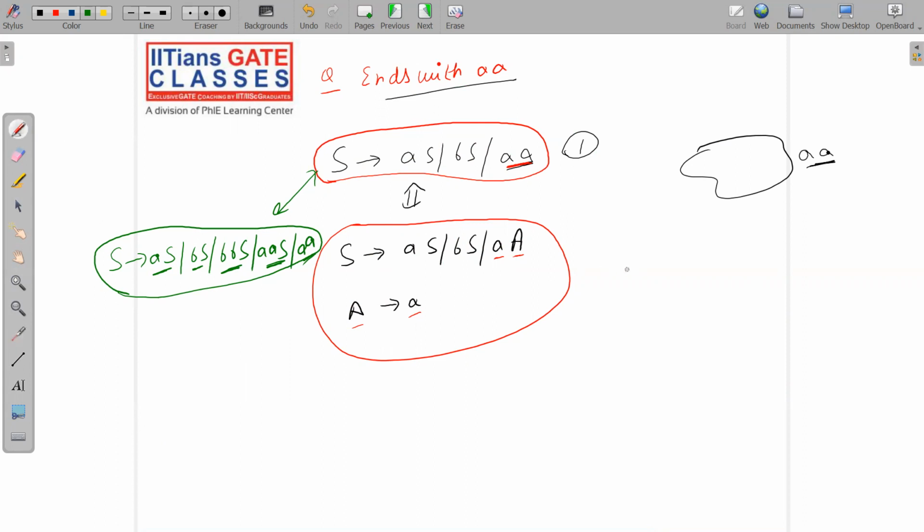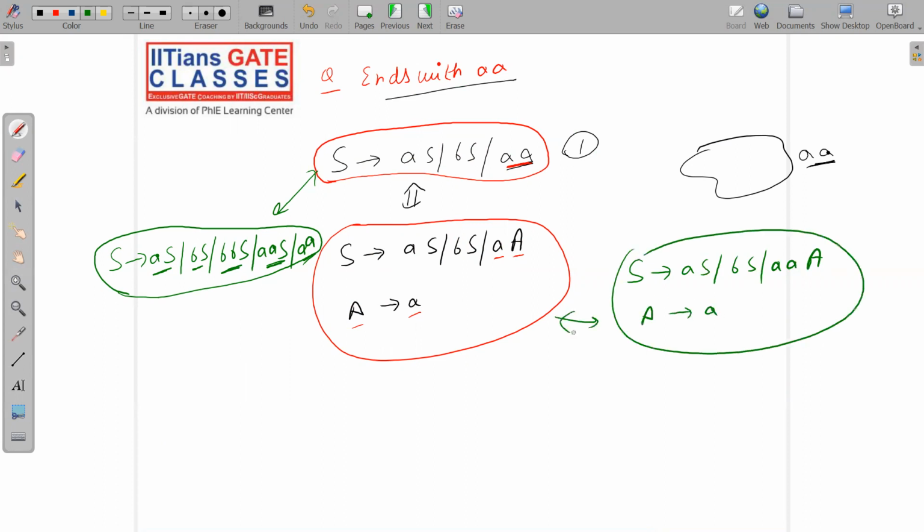Now let me give you one more question. I hope you will be able to solve it. S implies AS, BS, double A, and A goes to A. Are these two grammars equivalent? No, these two are not equivalent, because the smallest possible string here, S implies double A, and A goes to A, is triple A. We are not able to generate double A here.